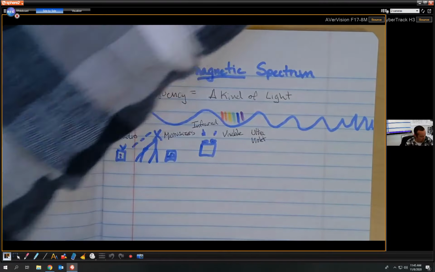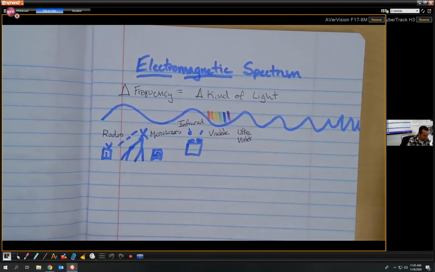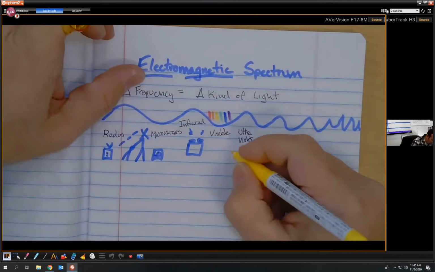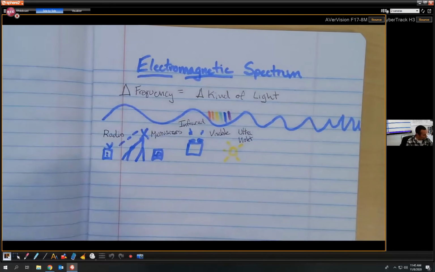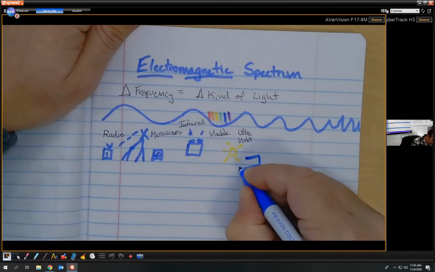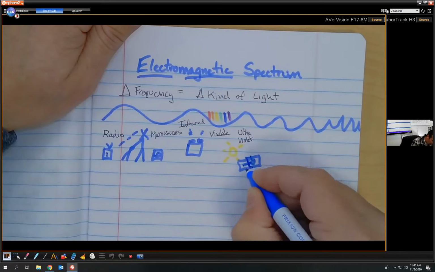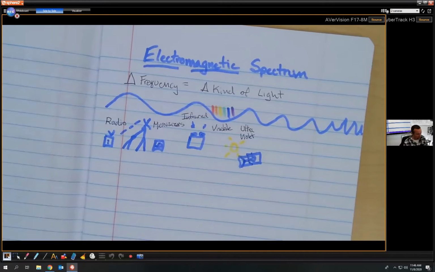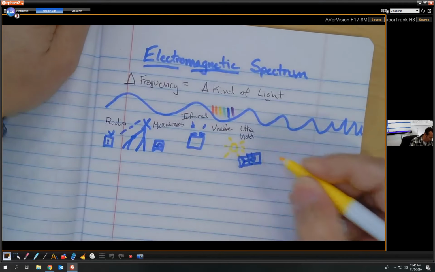And ultraviolet is really important to us for what we're studying right now, because we're learning all about how the sun can cause skin cancer. And ultraviolet, let's get this guy laying out on the beach, just hanging, getting his suntan, getting his ultraviolet radiation.